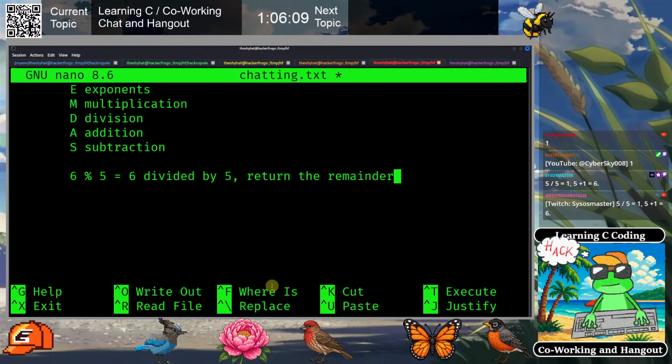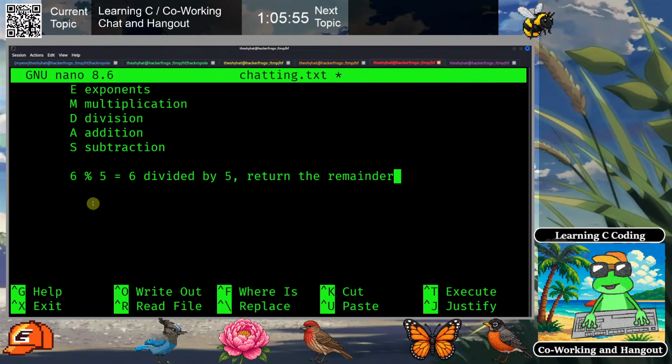So let's see. SysOS says 5 divided by 5 equals 1. 5 plus 1 equals 6. So let's see, return the remainder. So I guess this is going to give us 1. So 6 modulo 5 equals 1.